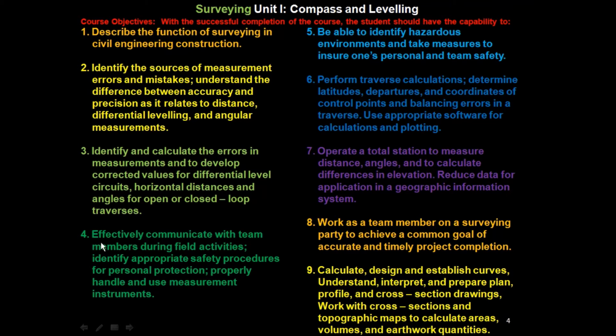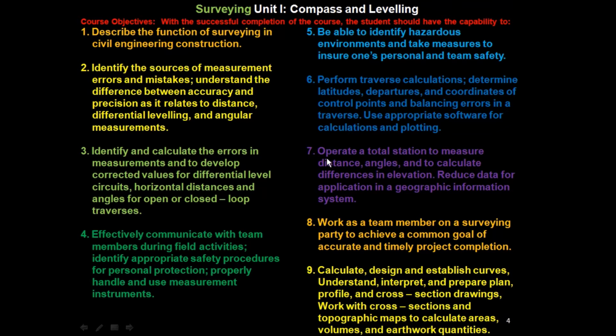Fourth course objective, effectively communicate with team members during field activities, identify appropriate safety procedures for personal protection, and properly handle and use measurement instruments. Fifth course objective, be able to identify hazardous environments and take measures to ensure one's personal and team safety. Sixth course objective, perform traverse calculation, determine latitudes, departures and coordinates of control points, and balance errors in a traverse. Use appropriate software for calculations and plotting.